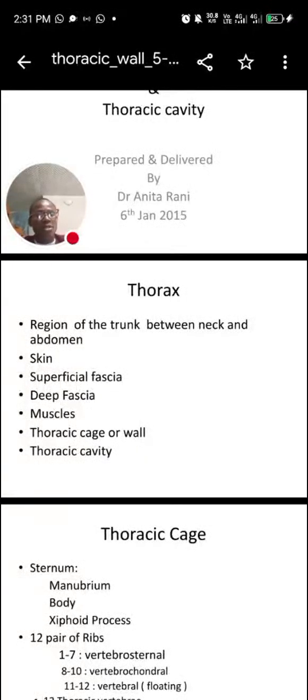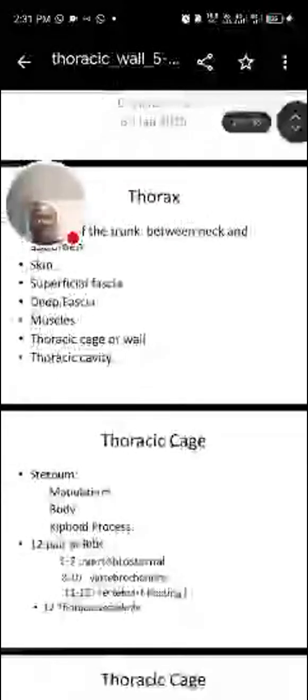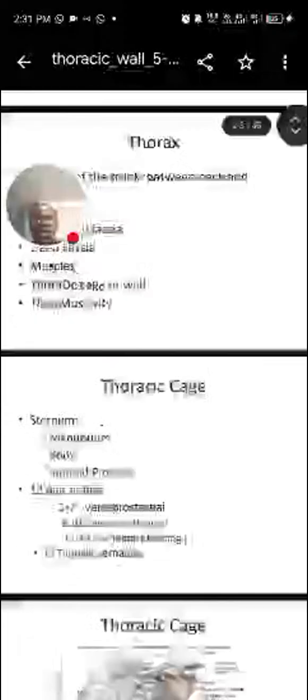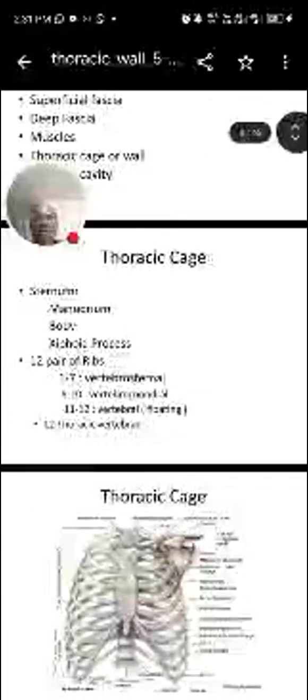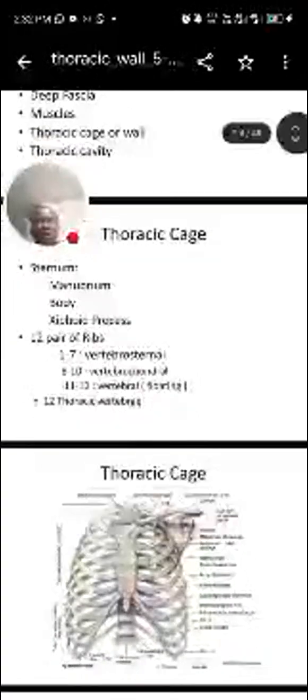So we said thorax. You can look at this material we are looking at. We find the meaning of thorax, and then another thing, characteristics: the skin, superficial fascia, and all that is characteristics. The next thing you find is the composition. After the characteristics, you find the composition.